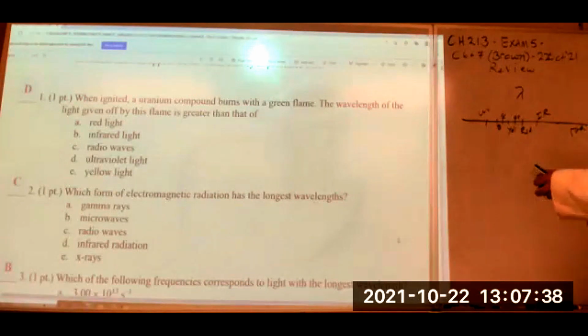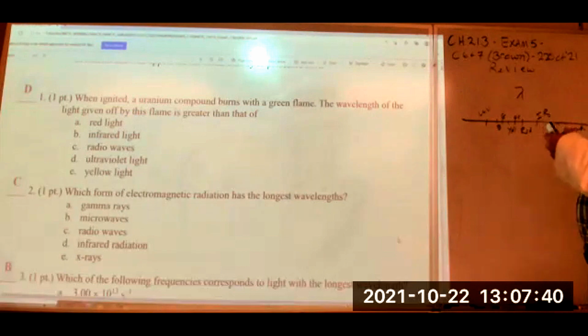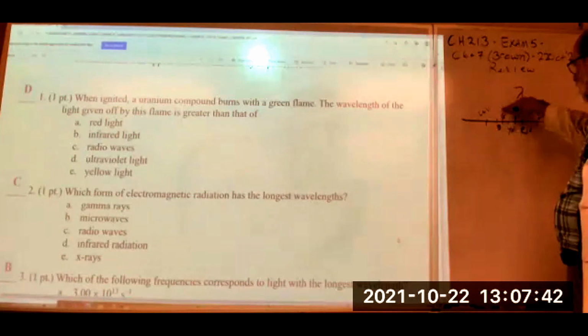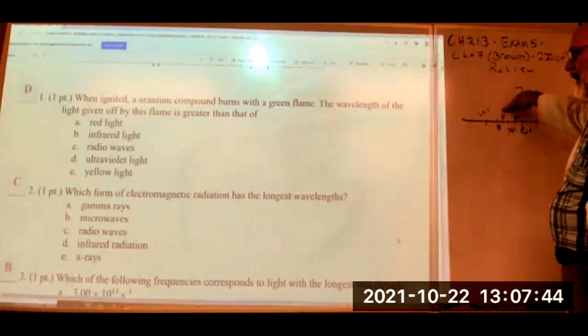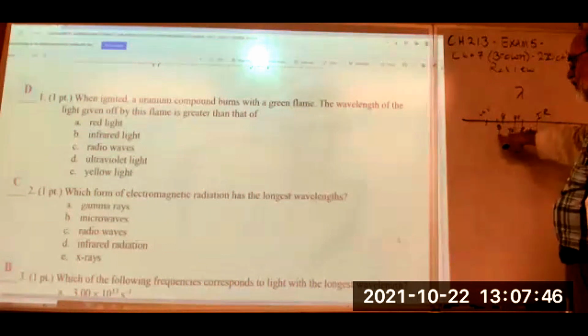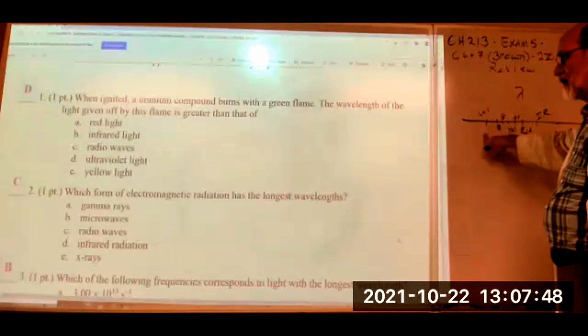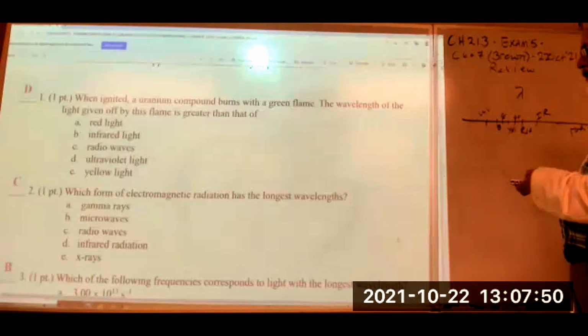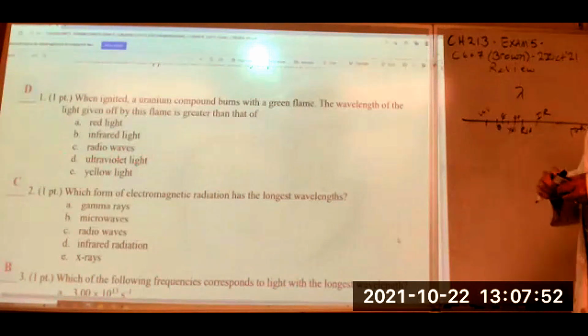Okay, so the wavelength of light given off by this flame, green, is greater than that of what? Well, it's greater than blue and it's greater than UV. Blue's not in there, so it's greater than UV. Okay.